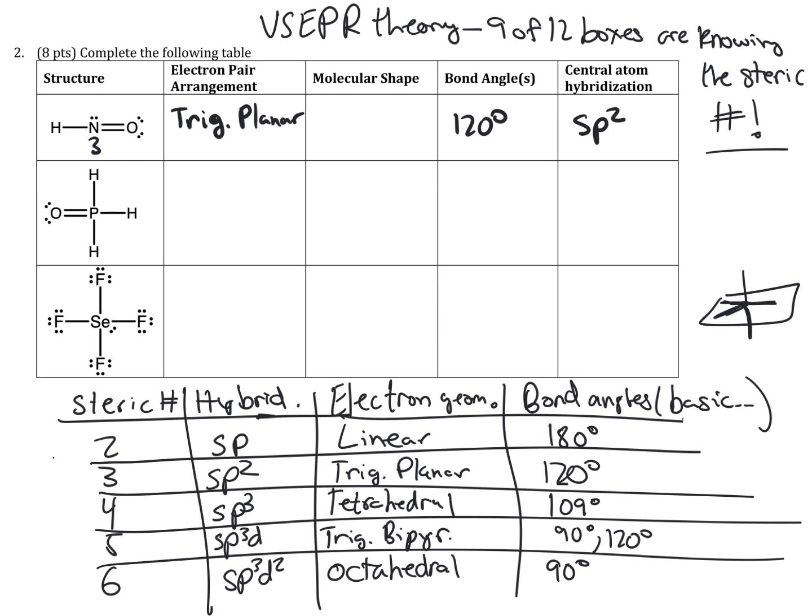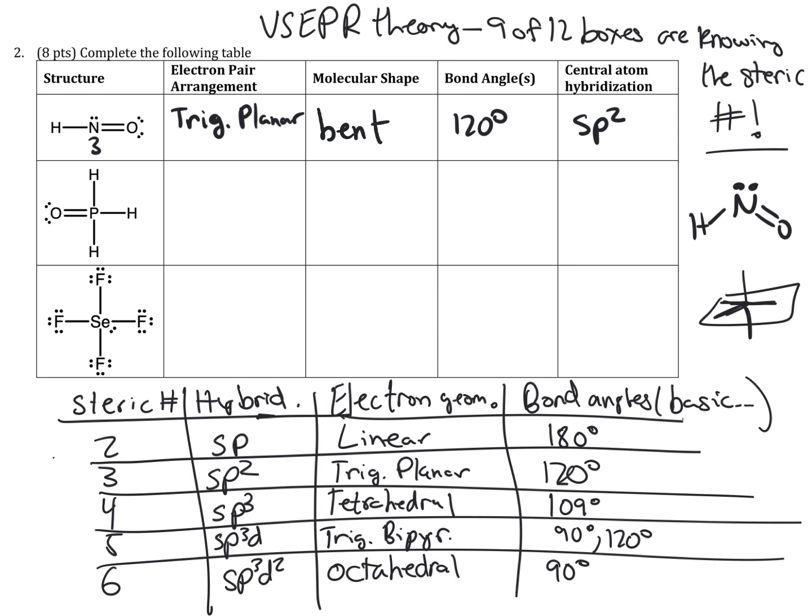Now, when we start with that trigonal planar basic geometry, we have our N and H, the double bond O, and one of those 3 things is our lone pair. So the overall molecular shape here is bent because one of our 3 things is a lone pair, so all we see is that bent shape. Okay, on to the next one.